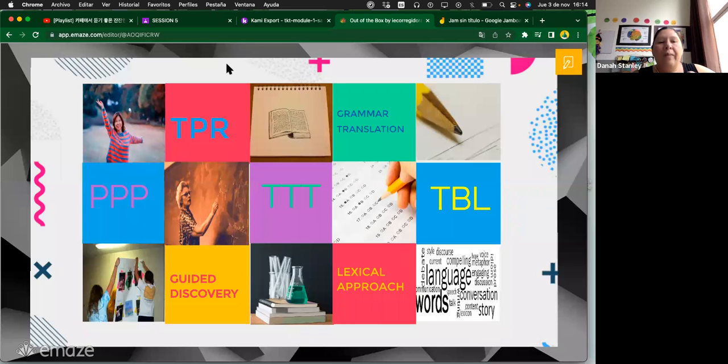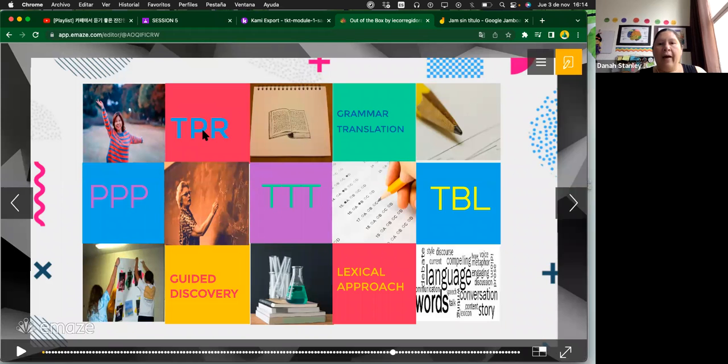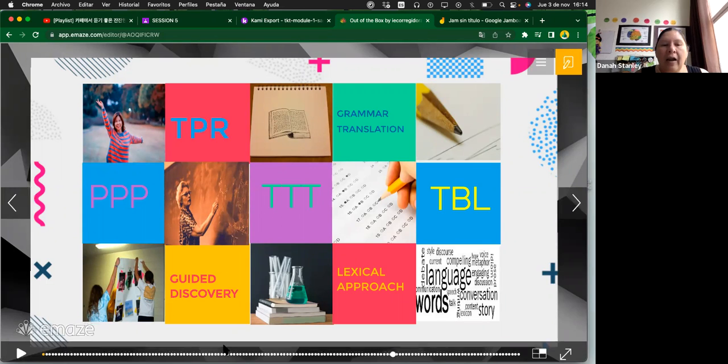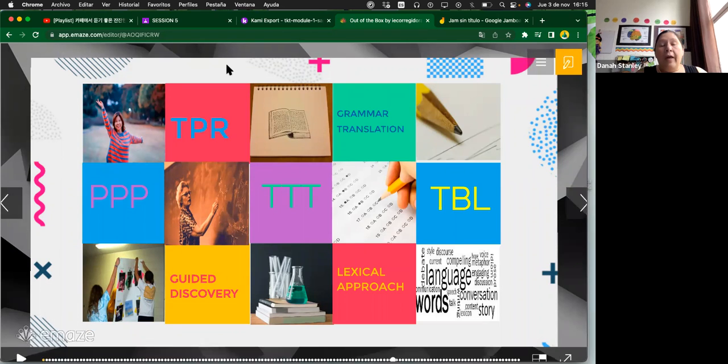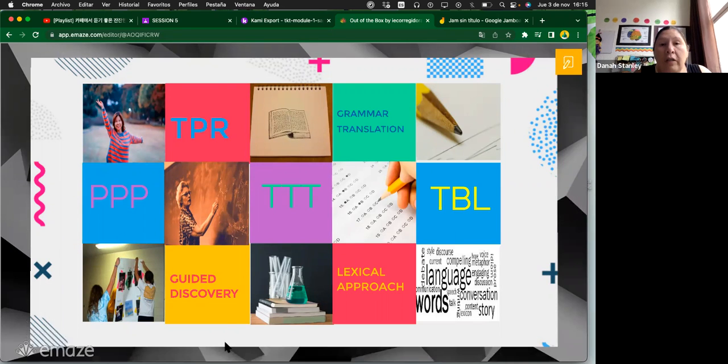I think that we are very familiar with PPP and TPR. And what about the others? Guided discovery, TTT, lexical approach, grammar translation, and TBL. Do you remember what they are about? Yes, we mostly know PPP and TPR are the classical ones. But today we are going to make a revision of all these methods.